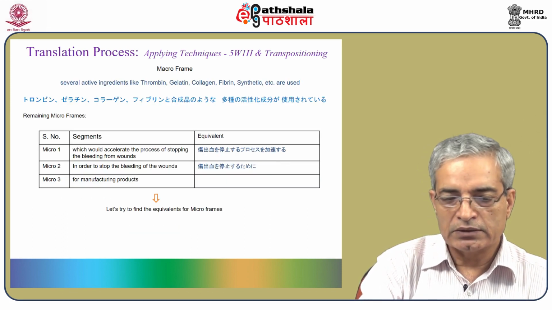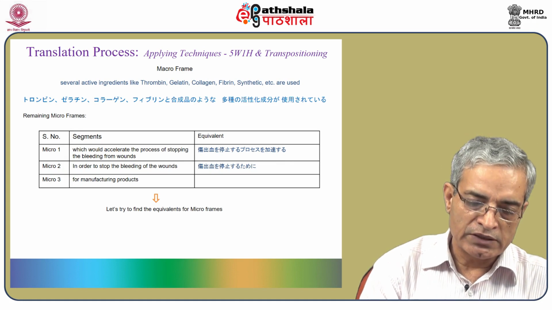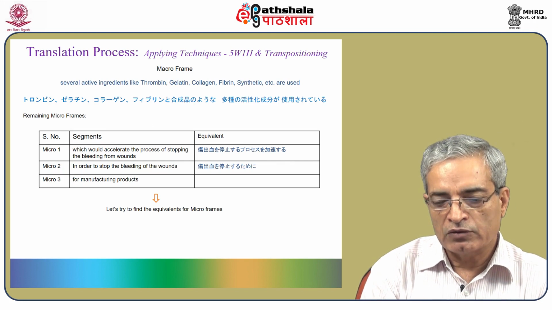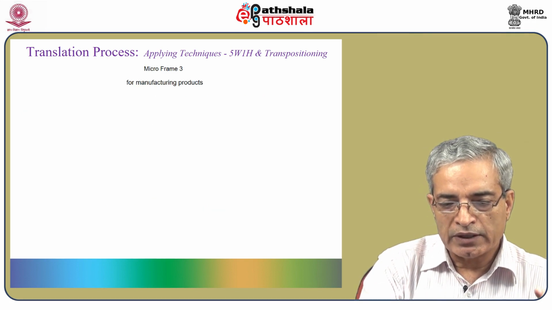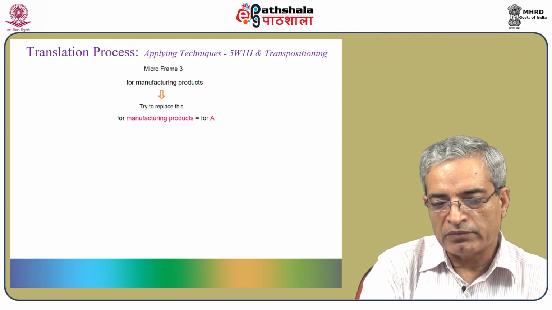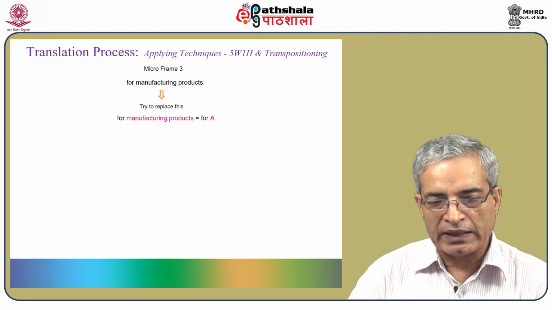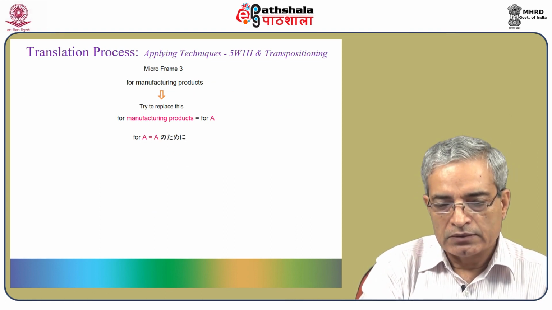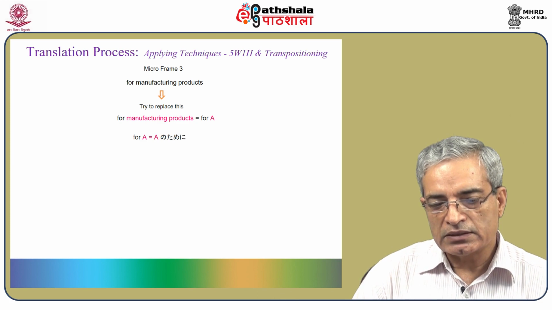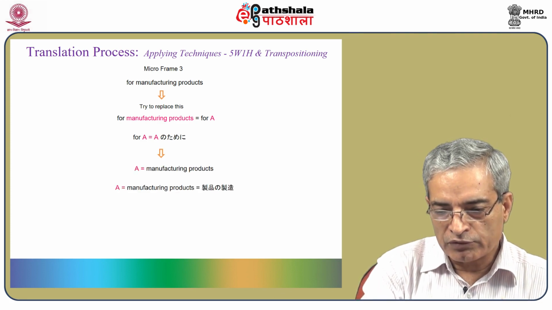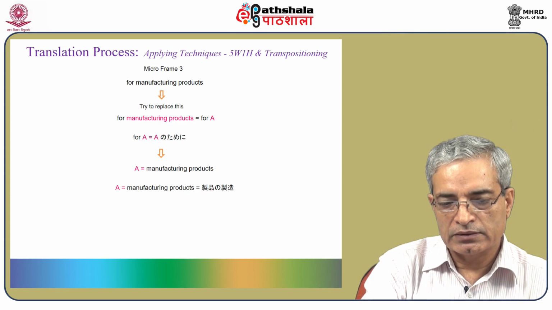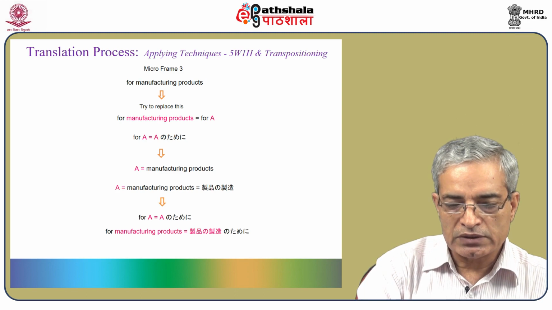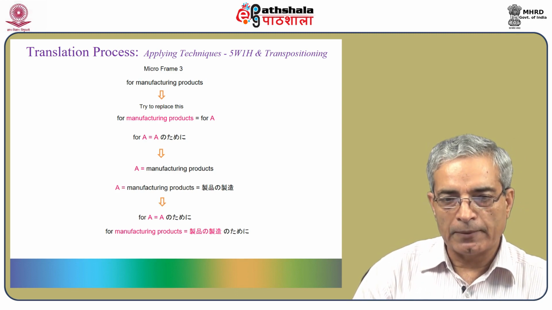And now let's see the third one, for manufacturing products. Let's see if we can do it in a different style for a change. Try to replace "for manufacturing products" with "for A". That means manufacturing products has been replaced by A. "For A" gets translated as "A no tameni". Now if you substitute A on the right hand side, A was manufacturing products, which is "seihin no seizo", so it is "seihin no seizo no tameni".